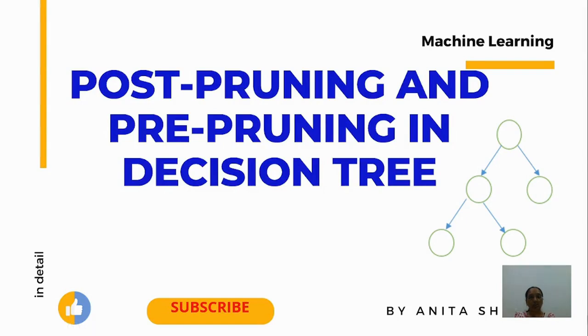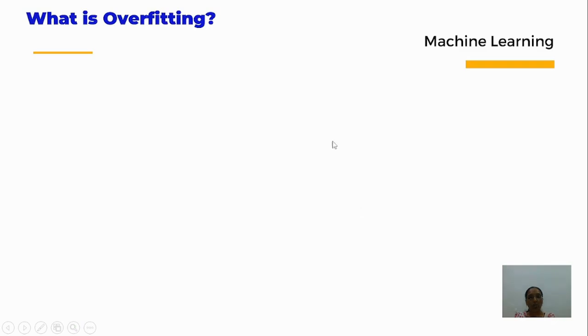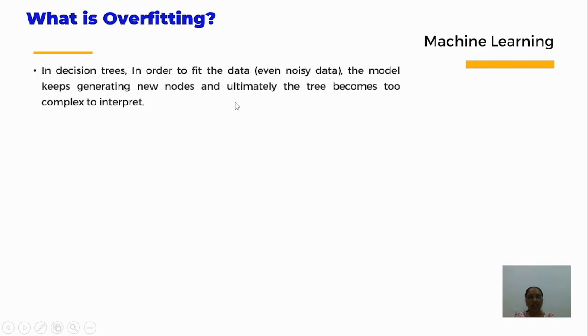In this video, we will understand the post-pruning and pre-pruning techniques in the decision tree. So let's get started. To understand post-pruning and pre-pruning, first we need to understand what is overfitting. Overfitting is a common problem that needs to be handled while training a decision tree model.